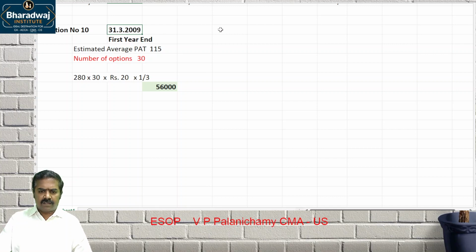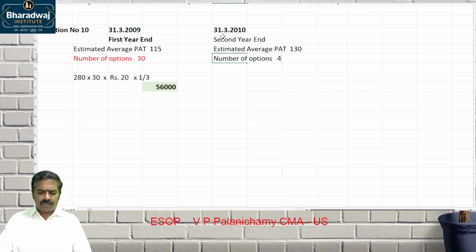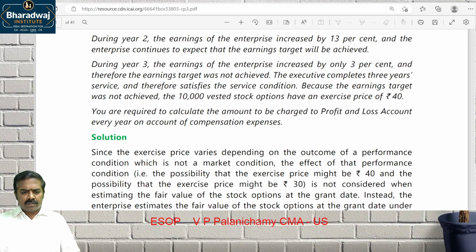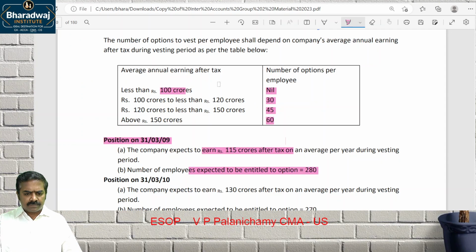2010. Then 31/3/2010, that is second year end. It's a simple question. What is the estimated average profit after tax? 130 crores. So number of options will be 45. So how many employees are there? 270 employees into 45 options into what is the fair value? 20.